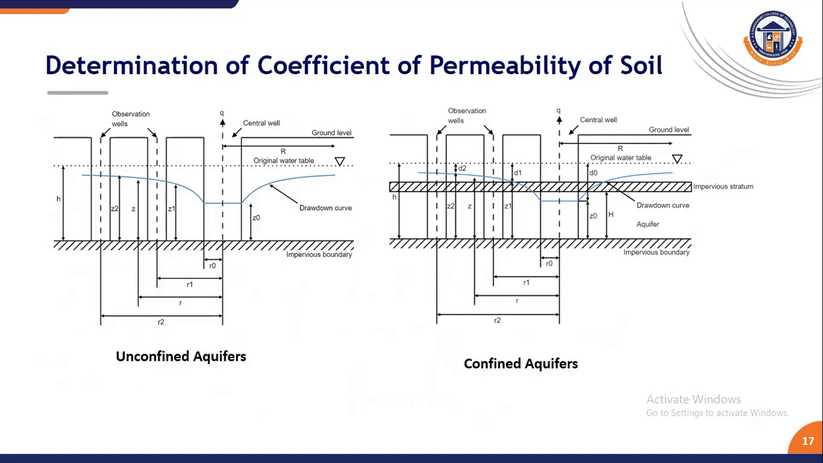To conclude, permeability is a key soil property that controls seepage, consolidation and drainage behavior. Understanding permeability helps engineers design safe and durable structures. I hope this session has helped you understand the concept clearly.